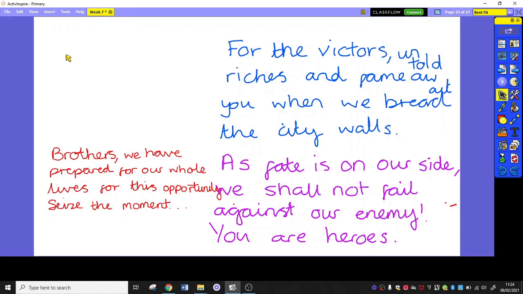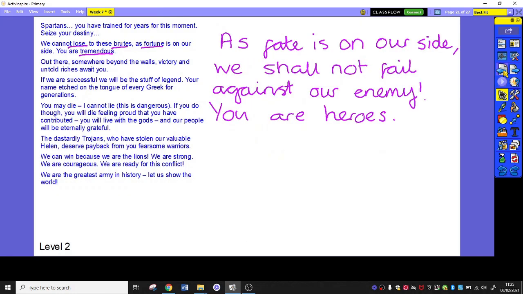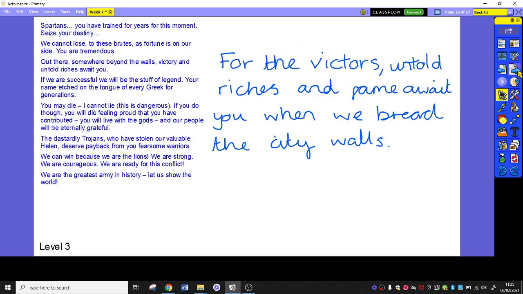Brothers, we have prepared for our whole lives for this opportunity. Seize the moment. As fate is on our side, we shall not fail against our enemy. You are heroes. For the victors, untold riches and fame await you when we breach the city walls. Now, none of that is out of anybody's achievement zone. You can all use level one, two, or three mimics using the waggle to help you write this.